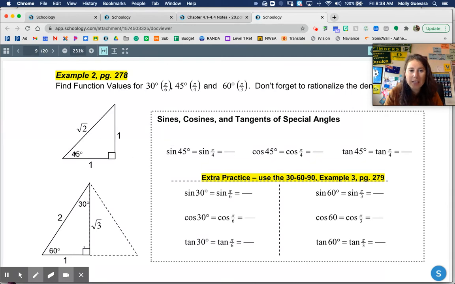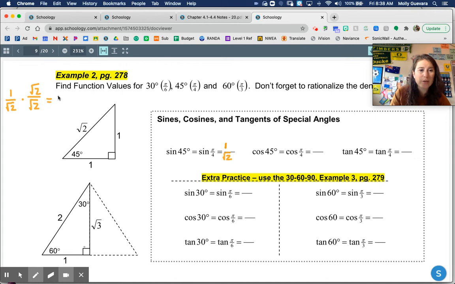So sine of 45, or sine of pi over 4, is opposite over hypotenuse. So I have 1 over square root of 2. But I can't have square root of 2 on the bottom. So over here, I'm going to rationalize the denominator. So by doing that, we have to multiply by whatever the square root is on the bottom and on the top, meaning I'm just multiplying by 1. So root 2 over root 2 is just 1. So I'm multiplying by 1, but I'm multiplying by 1 in a special way.